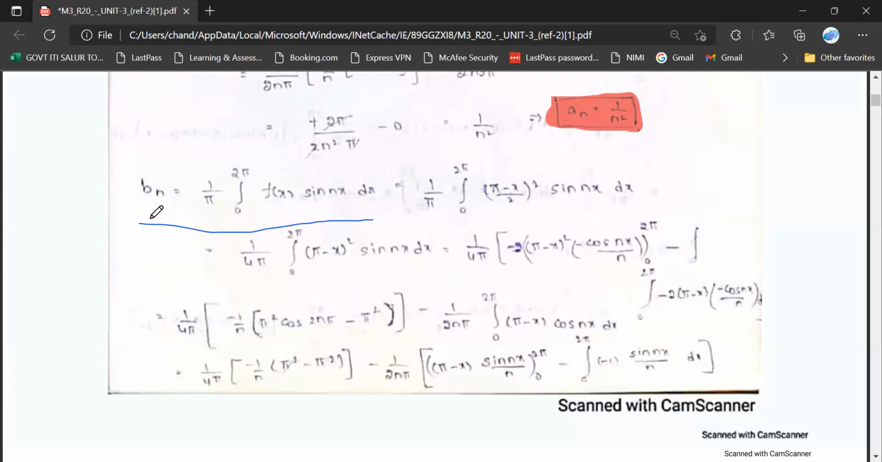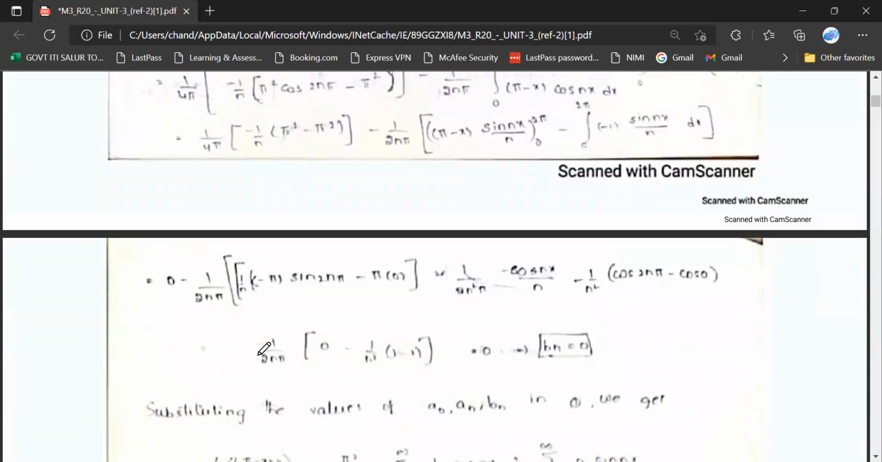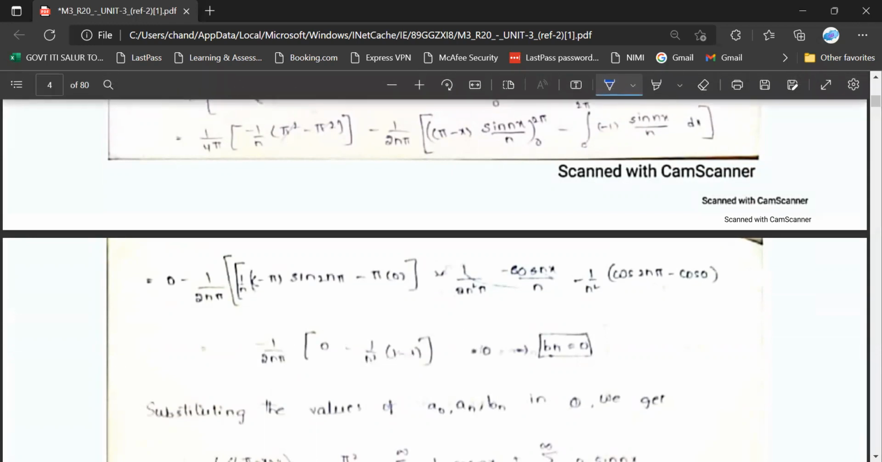So here we take bₙ is equal to 1 by π integration from 0 to 2π of f of x sin nx dx. We take the same formula and the same f of x; there is no change. We do integration by parts, then we get the solution minus 1 by nπ, which is 0 minus 1 by 1 minus 1. 1 minus 1 is 0, 0 minus 0 is 0, and 0 into anything is 0. So bₙ is equal to 0.